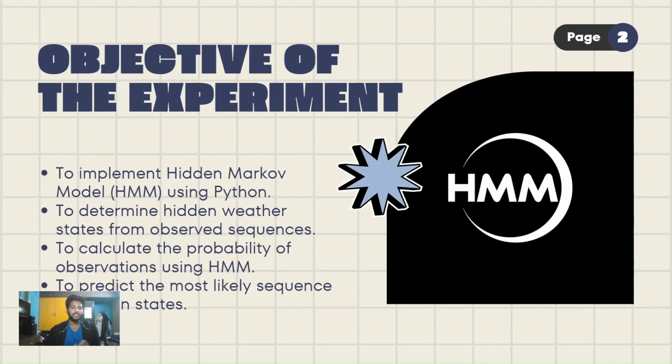First, let's discuss the objective of the experiment. The main objective of this experiment is to demonstrate how the hidden states can be predicted using the observed sequences. So that's what is given here.